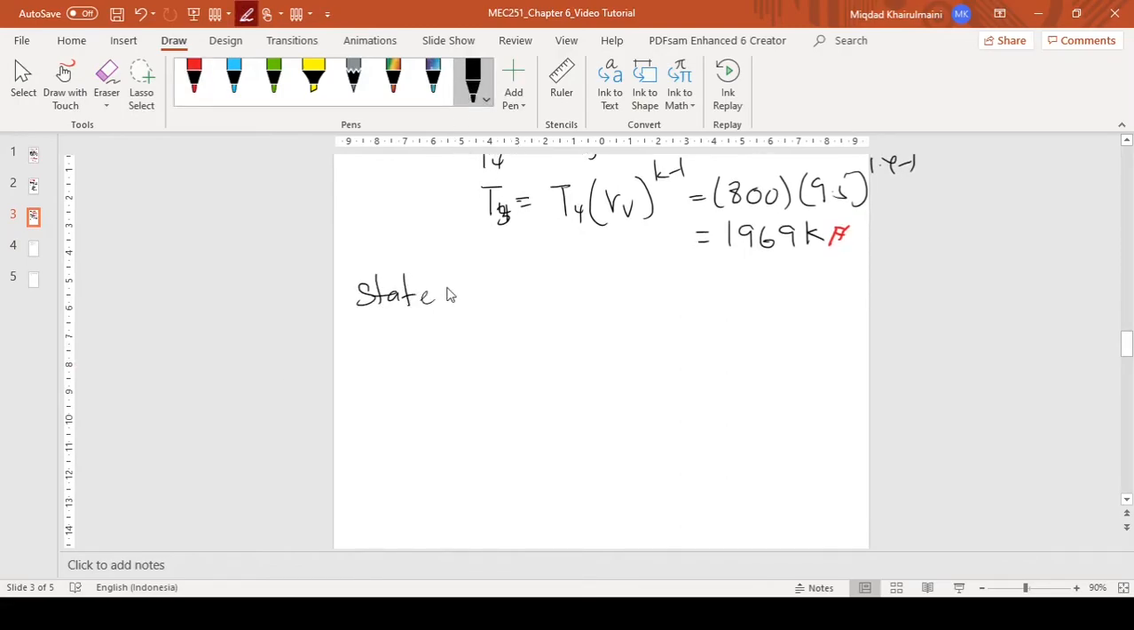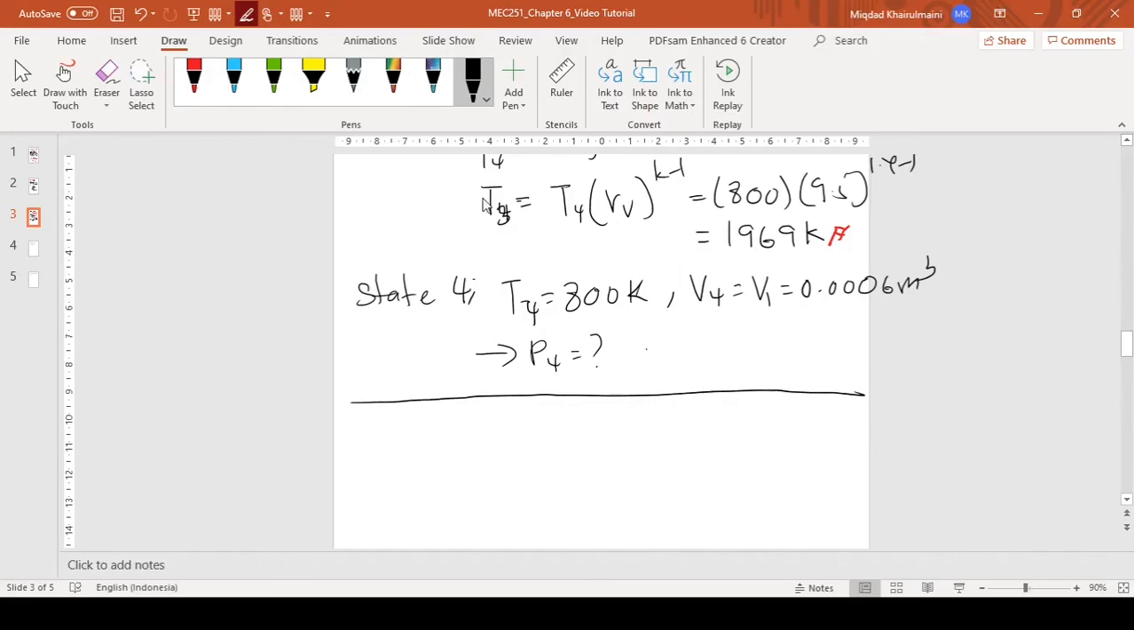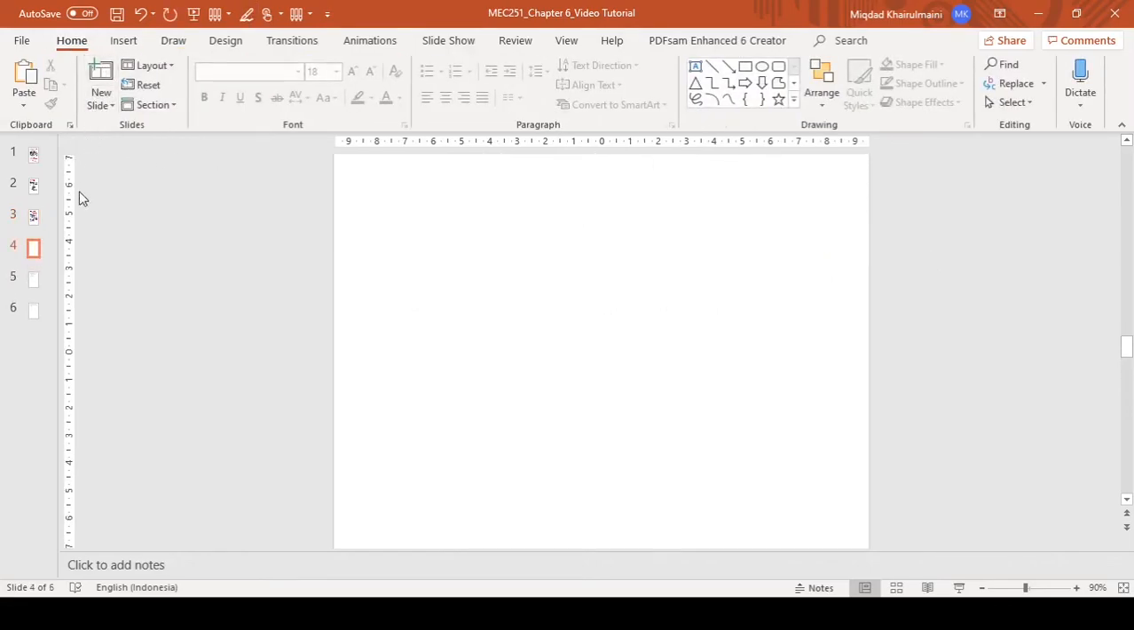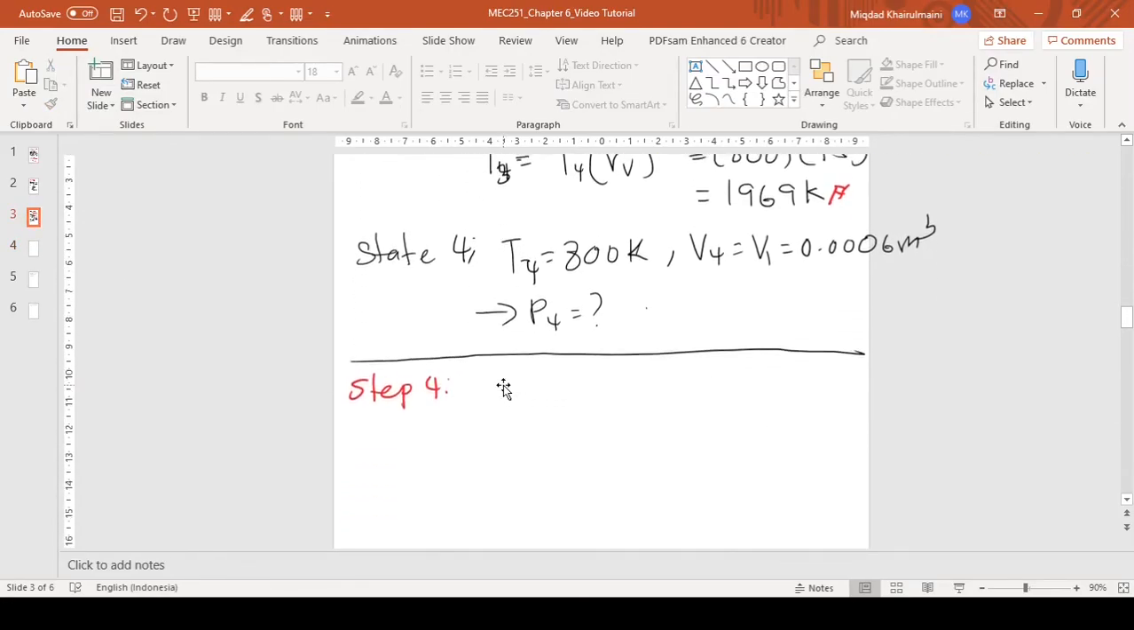At state 4, we know the temperature, 800 Kelvin, and we know the volume is the same as the volume at state 1. If we want to calculate P4, we can try, but we don't have to, because we don't require the value for pressure at state 4. Once all the properties required are known, we can proceed with step 4. For step 4, let me add another slide. We just have to substitute and solve.